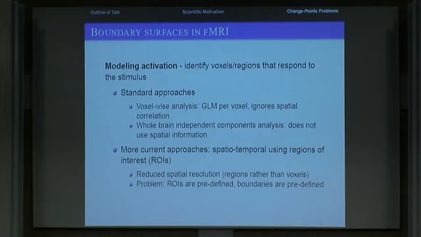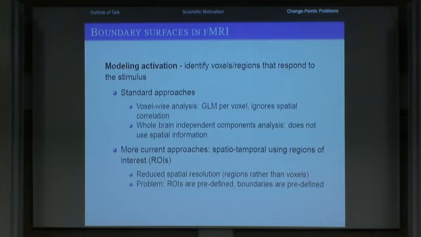Okay? It's hard to really invert a 100,000 by 100,000 covariance matrix. So we have to find ways to deal with the problem. Now, here is a problem. The ROIs are predefined typically. Okay? The boundaries are predefined.